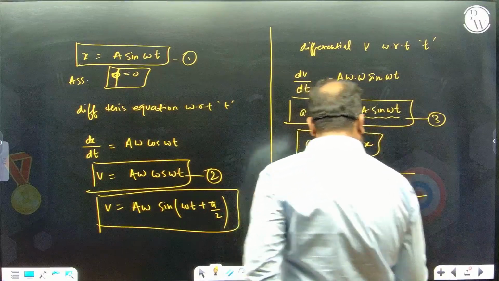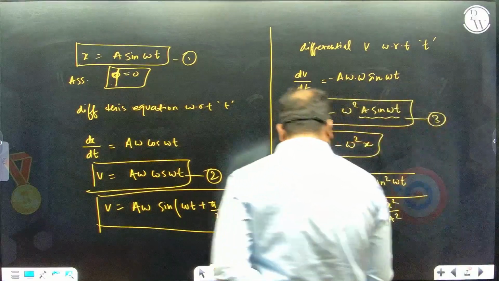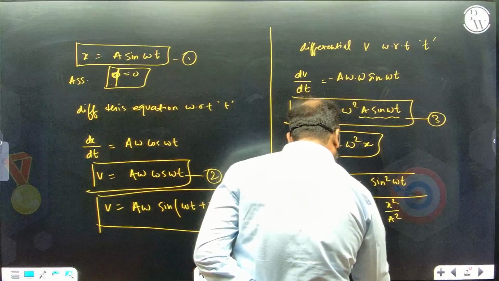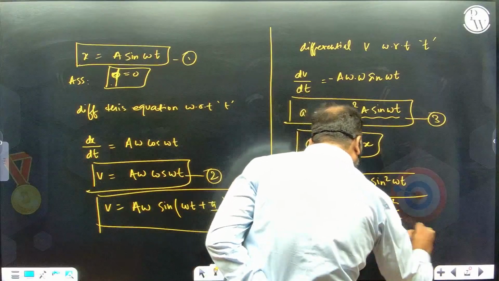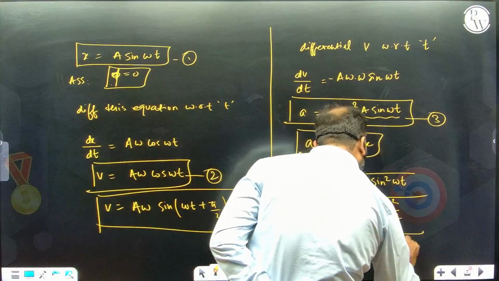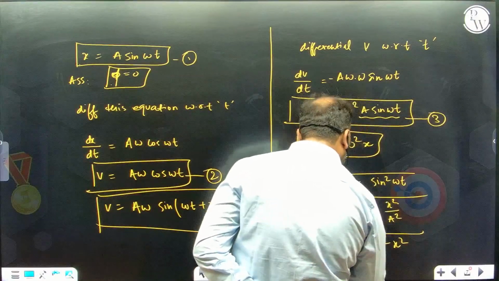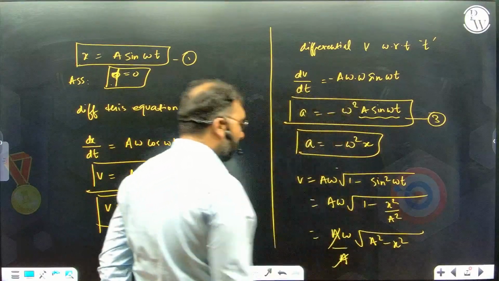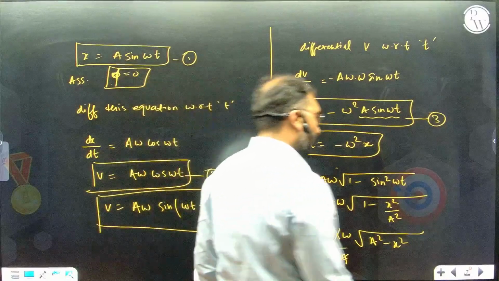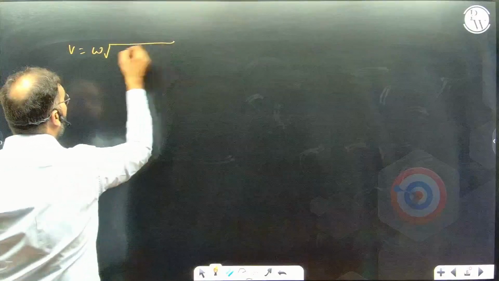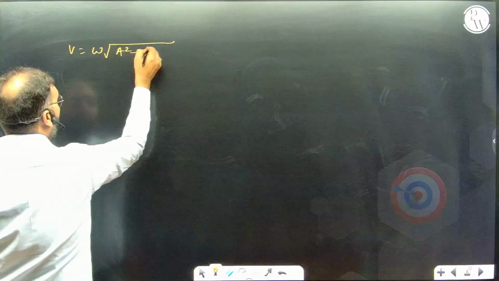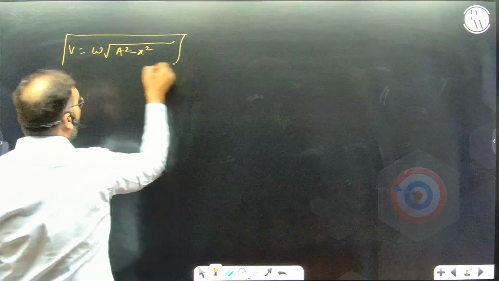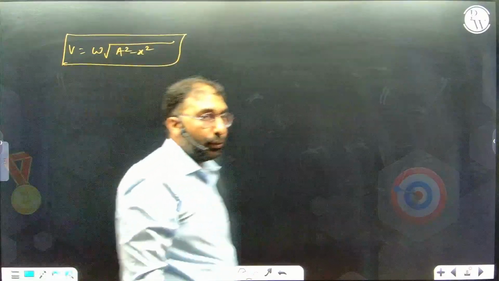With just a little bit of calculation, a omega under root of a square minus x square, divided by a square, comes out and a gets cancelled. So I have got one more equation, that velocity equals omega under root of a square minus x square. So I have also written velocity as a function of position.